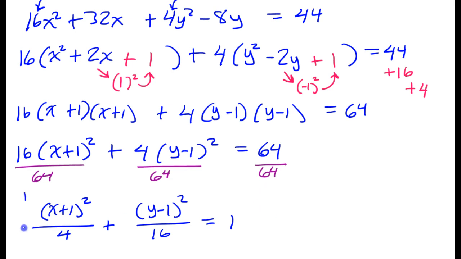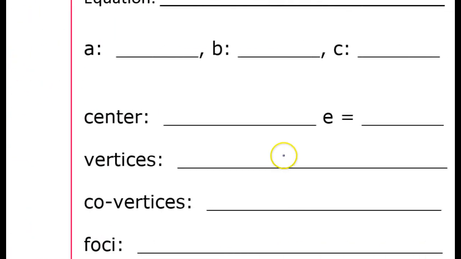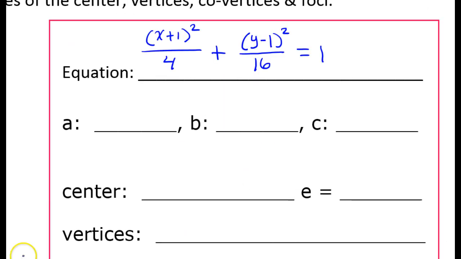So we have found the standard form equation of this ellipse. However, they want us to write a bunch of stuff. Oh, looks like I should have written the equation here. Let me do that. Okay, so we need to find A, B, and C and other things. So I think I'll go ahead and write down the center first. The center is going to be the opposite of this and the opposite of that. So the center will be negative 1, comma, positive 1. So there's my center.